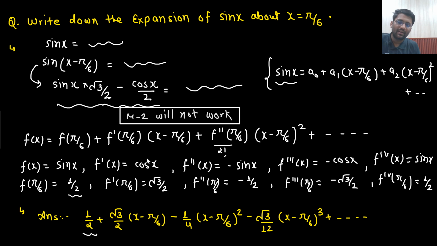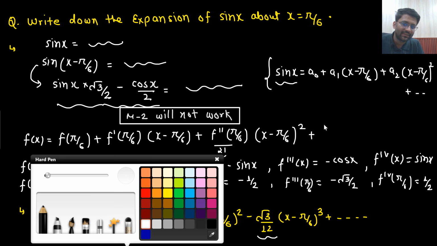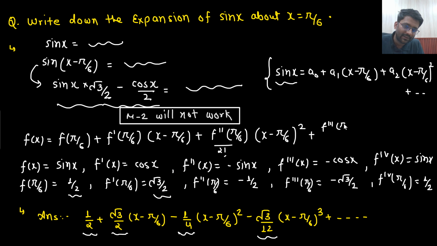The next value will be root 3 by 2. The next value will be minus 1 by 2 divided by 2 factorial, so it will become minus 1 by 4. The next value will be root 3 by 12, that I already told here. Minus root 3 by 2, and here what you will get? F triple dash pi by 6 divided by 3 factorial, x minus pi by 6 whole cube, and so on.